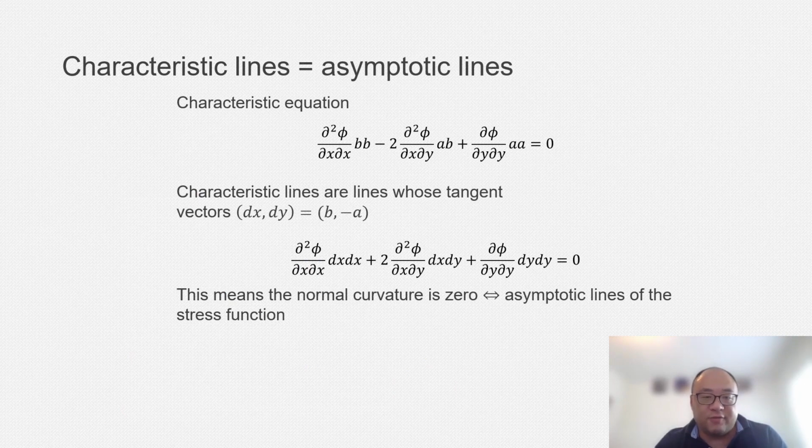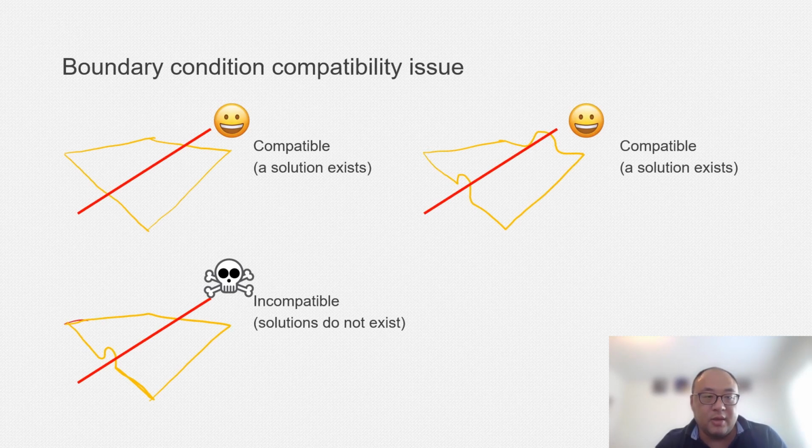In shell form finding, the characteristic lines in the problem are known to be the asymptotic lines of the stress function. This slide shows the proof. As such, in this specific problem, the asymptotic lines of the stress function, which are the characteristic lines of the problem, are exactly the directions depicted by the red lines.